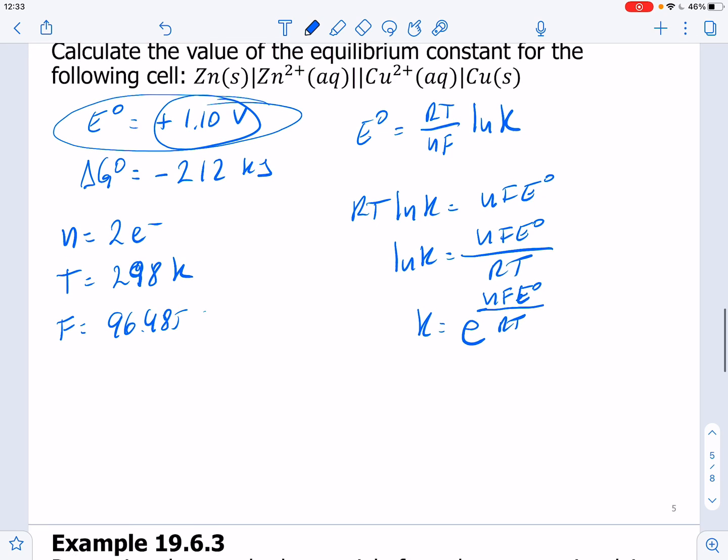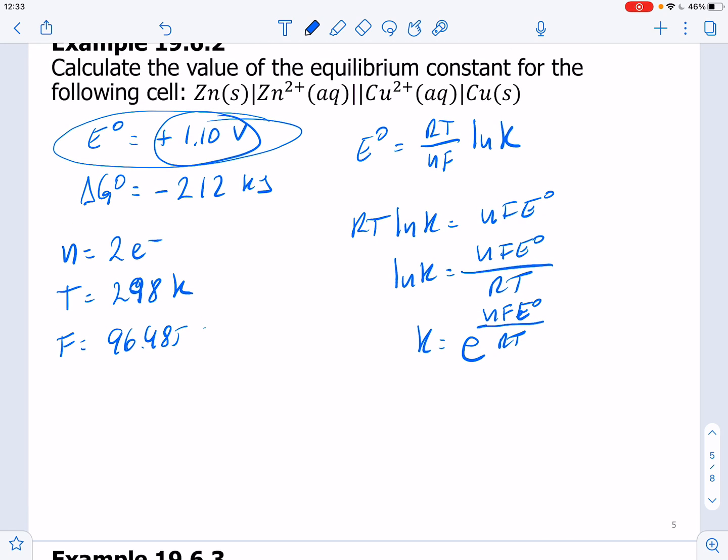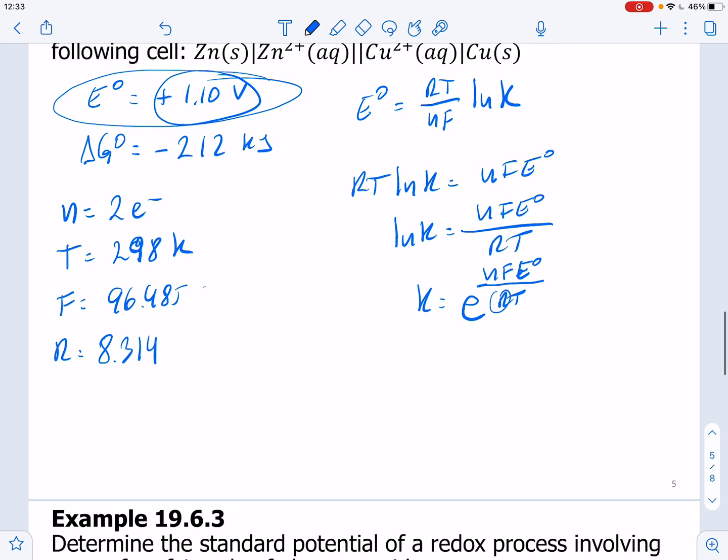Right? So in this particular case, the value for R has to be, technically the top one is units of energy, because you end up with coulombs per volt, and 1 coulomb per volt is equal to 1 joule, so we have to use 8.314 as the value for R in this equation. So K is going to be equal to e raised to the power of, well, before doing that, how about we calculate the whole term first.